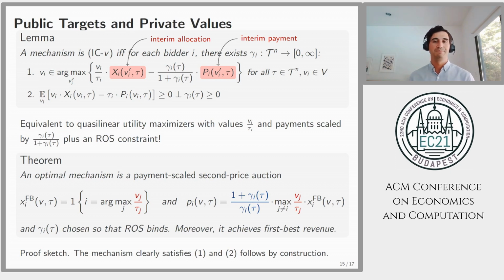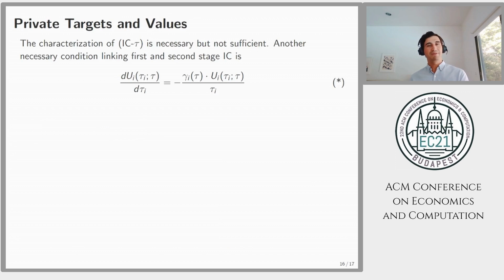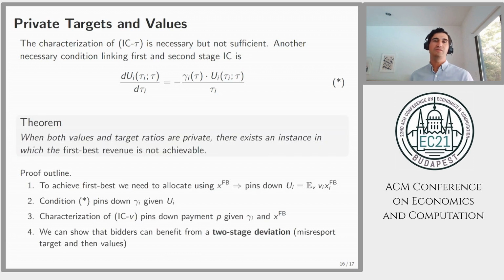Now, for the case of private targets and values, the characterization that we gave for values is necessary and sufficient, but the characterization that we gave for targets is necessary but not sufficient. Here we can give another characterization that links the first and second stage IC, saying that the derivative of your payoff with respect to your target should be linked with your multiplier gamma in the following equation. And then using this formula, we can prove a result that says that when both values and target ratios are private, there exists an instance in which first best revenue is not achievable.